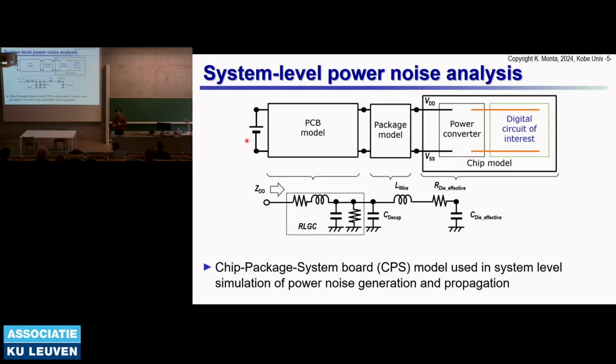Because every time the chip is working, some of the logic will be switching and consuming power. That will come directly out of the system-level power supply, because the system-level power supply is always providing the charge and power to the system. So the current will flow from the system-level power supply to the PCB, package, power converter, and then the digital circuit, and come back to the system ground through the VSS channel.